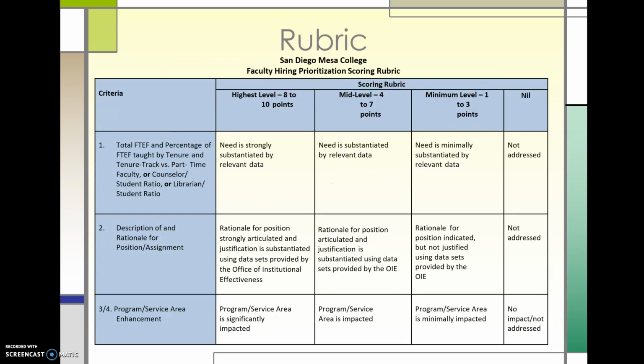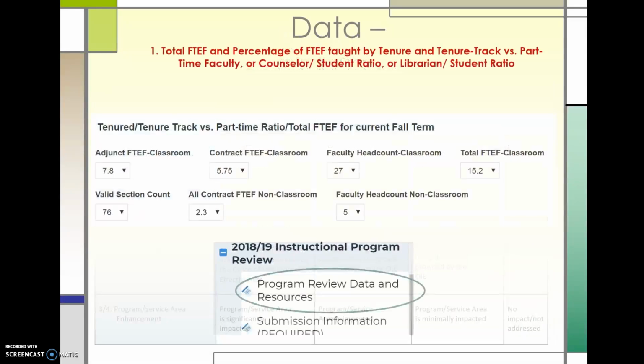Okay, here's the rubric. There's just 3 areas that we score each of the requests on, and they correspond to the areas in the request form that you fill out. So 1 will be the total FTF and percentage, 2, the description, 3, the service area enhancement, how it enhances your area, and also 4 is anything else that you wanted to add that wasn't covered in the other questions. There's also this year a place to expand on number 1, a narrative of total FTF and the explanation there.